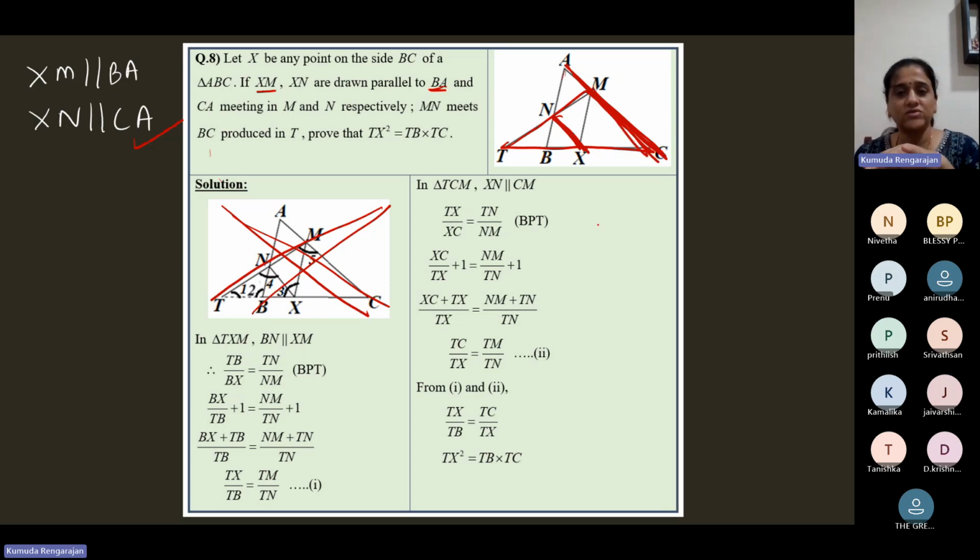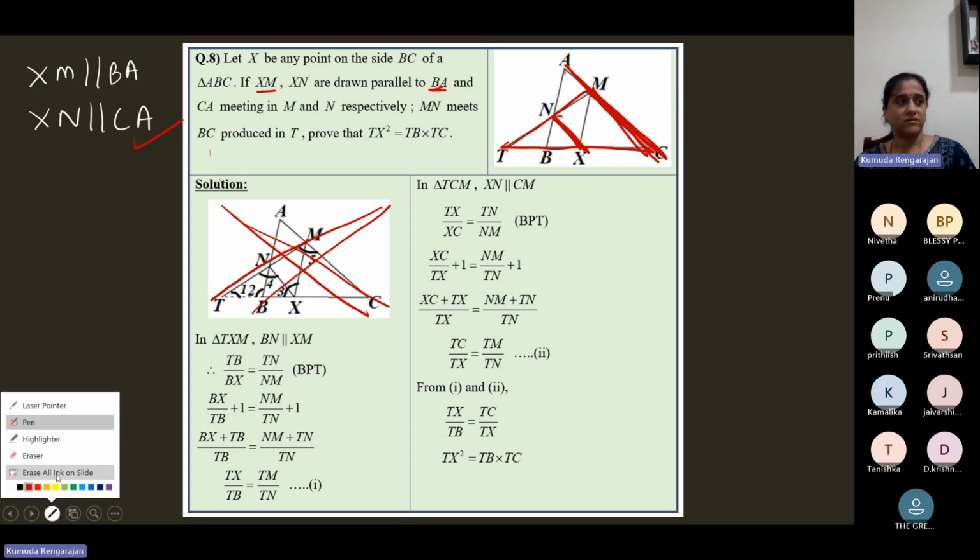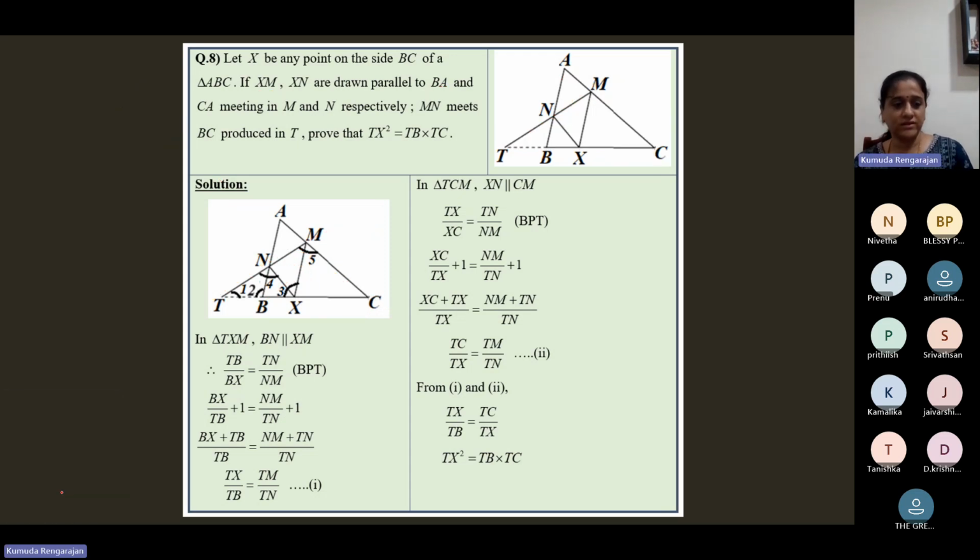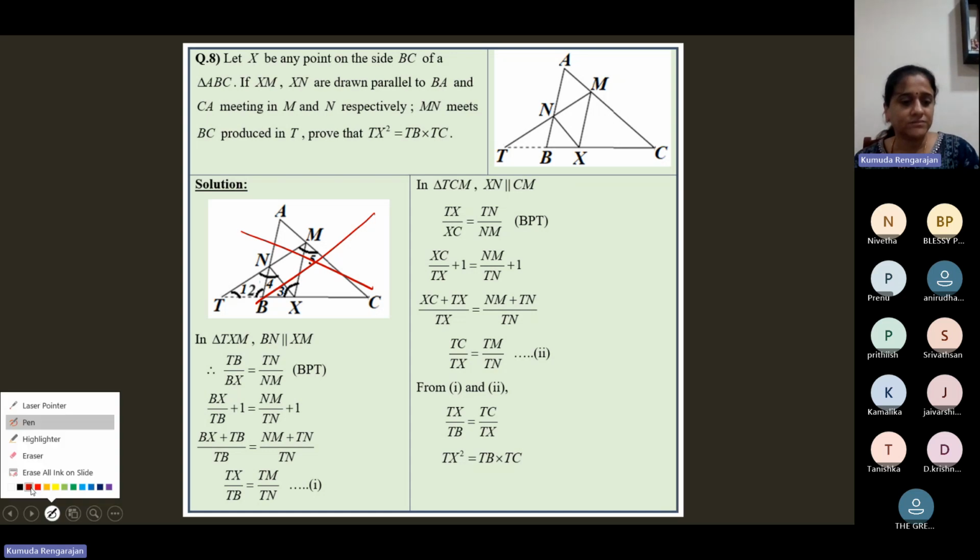Now the triangles which we have taken, TMX and TMC, have TM as a common side. That's what is important. That's about choosing the triangles. Then you'll ask me why I've added one here. If you can't make out that we should add one, we can add one later also. But here I'll tell you what I've done.